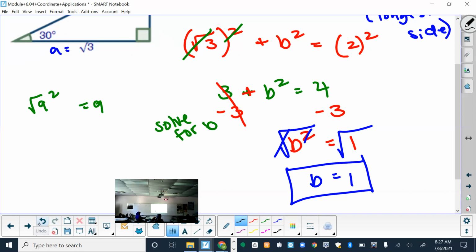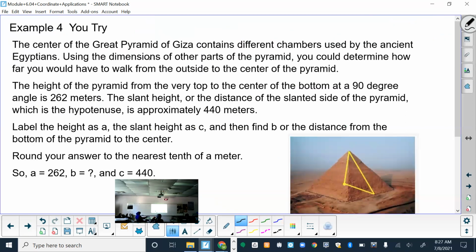The next one is a word problem. It's a you try, but I know sometimes you see a bunch of words and you get overwhelmed, so I'll help you pull out the important information. The center of the Great Pyramid of Giza contains different chambers used by the ancient Egyptians, so it's a real world example or real life triangle. Using the dimensions of other parts of the pyramid, you can determine how far you would have to walk from the outside to the center.